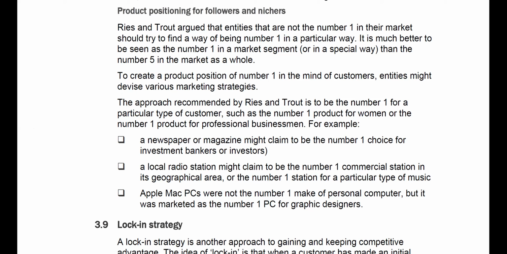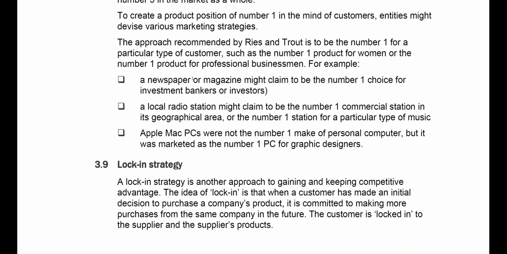So to create a product position of number one in the mind of customers, you might devise various marketing strategies, right? The approach recommended by Ries and Trout is to be the number one for a particular type of customer, such as the number one product for women or the number one product for professional businessmen. For example, a newspaper or magazine might claim to be the number one choice for investment bankers or investors, right? A local radio station might claim to be the number one commercial station in its geographical area or the number one station for a particular type of music. So you see, these people are not claiming the whole segment, or the whole major segment, but a particular thing.